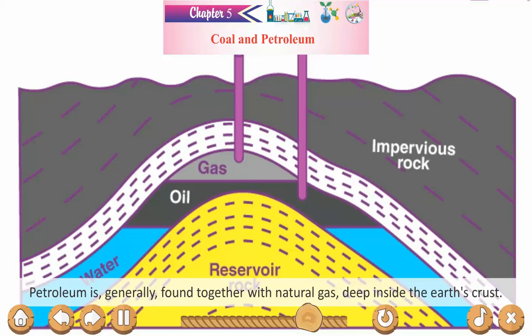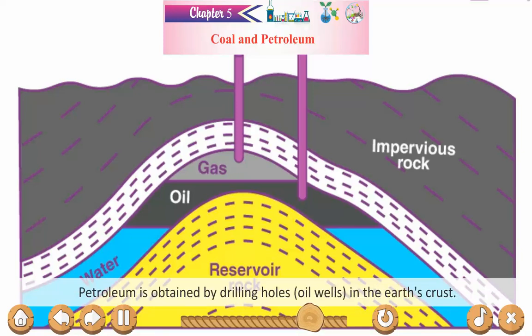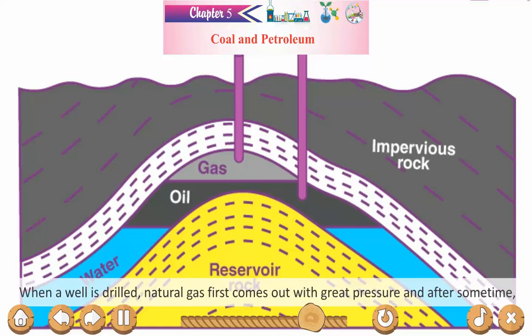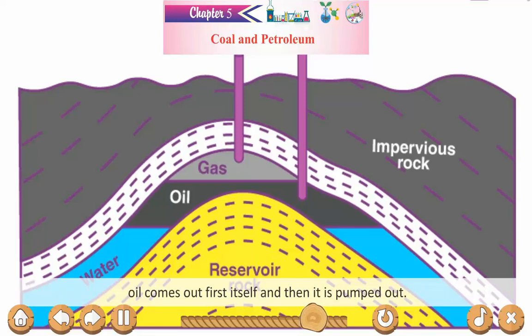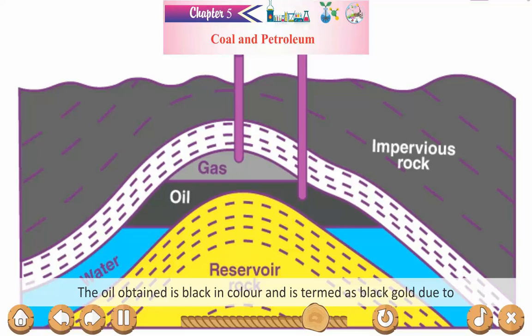Petroleum is generally found together with natural gas deep inside the Earth's crust. Petroleum is obtained by drilling holes, called oil wells, in the Earth's crust. When a well is drilled, natural gas first comes out with great pressure, and after some time, oil comes out by itself and then it is pumped out. The oil obtained is black in color and is termed black gold due to its commercial importance.